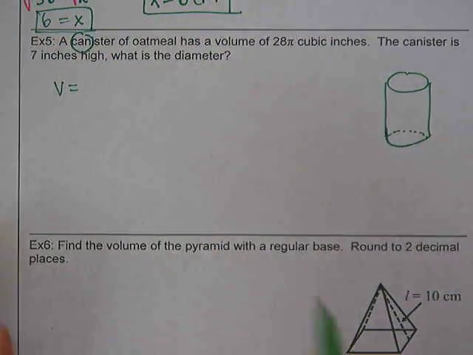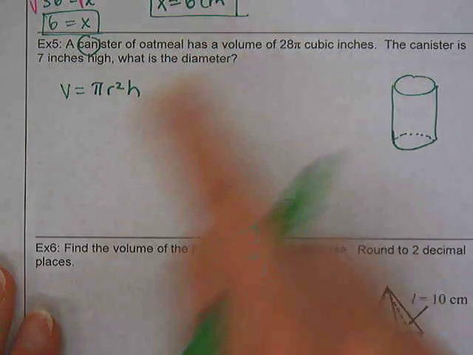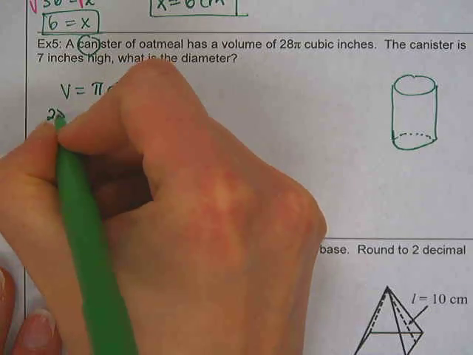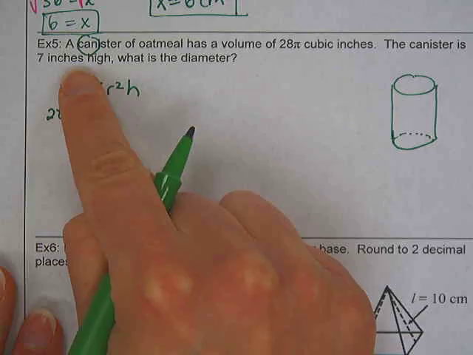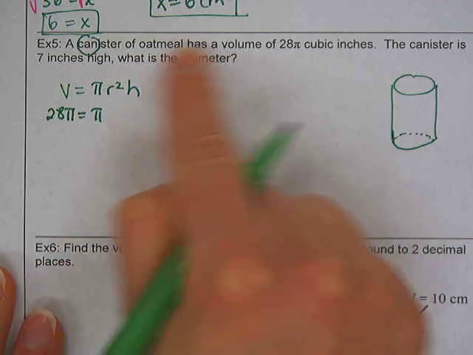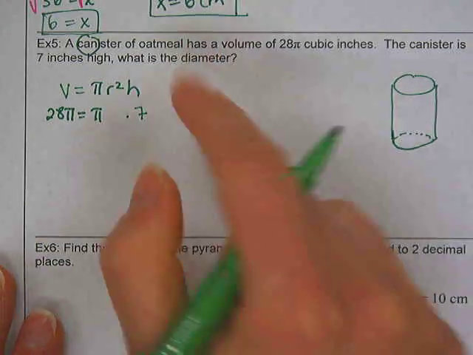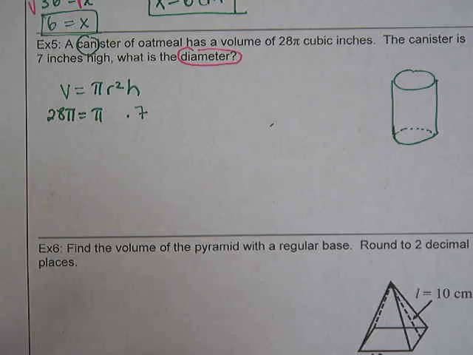So we know that for this canister of oatmeal, it's a cylinder, so the volume is going to be pi r squared h. The volume is 28 pi, so that's going to replace the v. Pi is always pi. We know that the canister is 7 inches high, so that means 7 goes here, and we're trying to find the diameter.